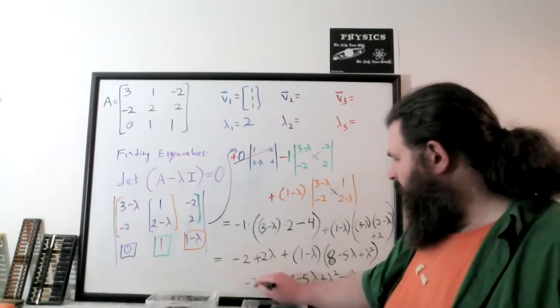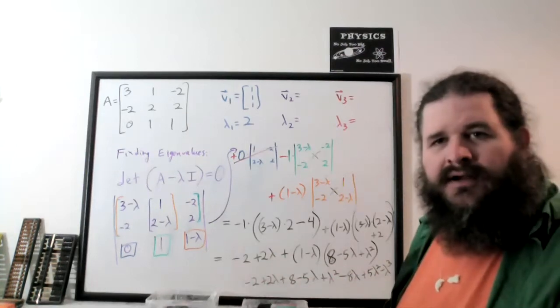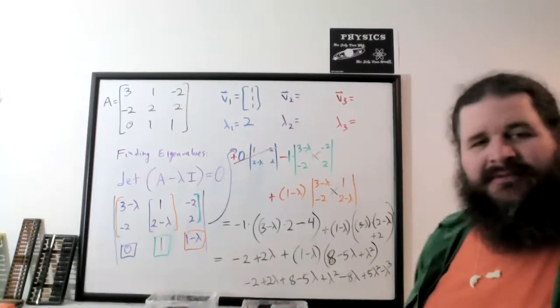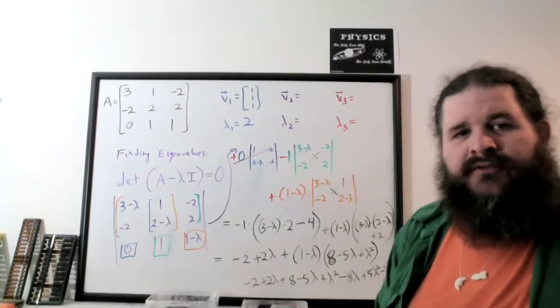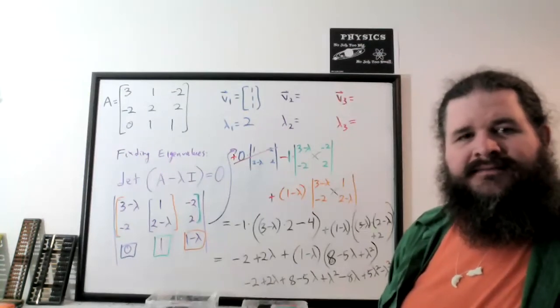And then we've also got the -2 plus 2 lambda. So it looks like that is our characteristic cubic. And of course, we'll need to simplify that by combining like terms and then hopefully factor it. Any questions on that before we continue simplifying it?